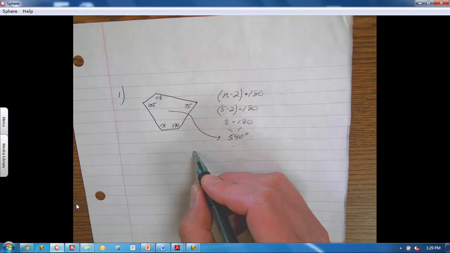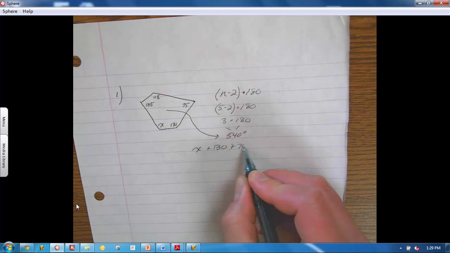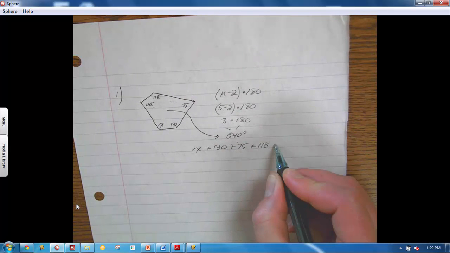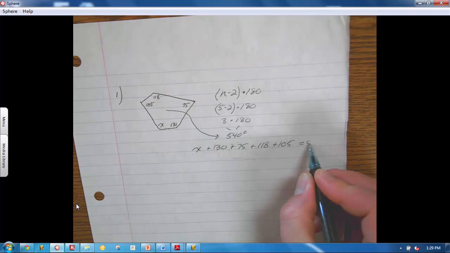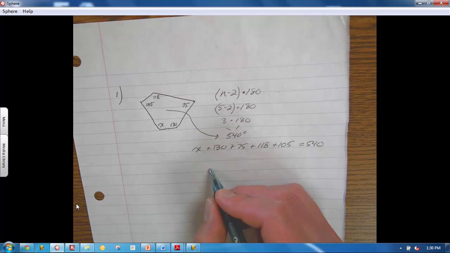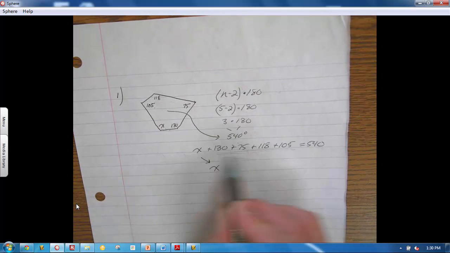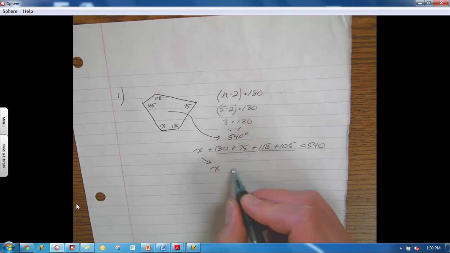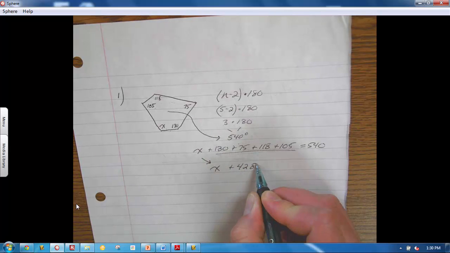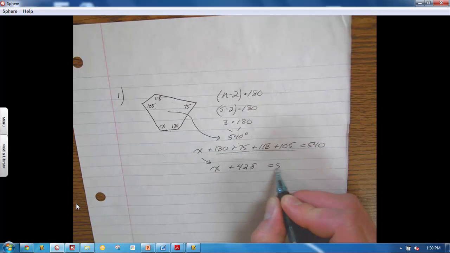So I'm going to take all of my angles and add them together. X plus 130 plus 75 plus 118 plus 105 all need to add up to 540 degrees. Okay. Now, when we add all this stuff together, we're going to get an x. Okay, we just bring that down, and then all 4 of these, okay, are going to add up to be 428. If I did that correctly, yep, 428. And then we set that equal to 540.